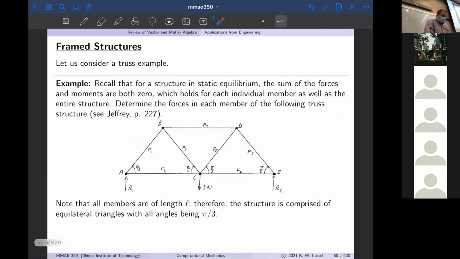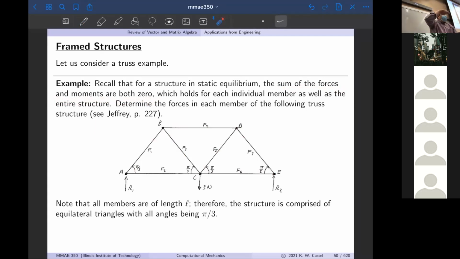Second example, frame structures. You would have done this in a class like MMAE 200 statics. So here we have a truss with 1, 2, 3, 4, 5, 6, 7 members. So there are 7 unknown forces that we are looking for. And you remember how to analyze these. The main principle is that the sum of the forces as well as the moments both have to sum to 0. This is a static structure. It's not moving. So therefore the moments all have to sum to 0. Otherwise, the thing would be rotating.